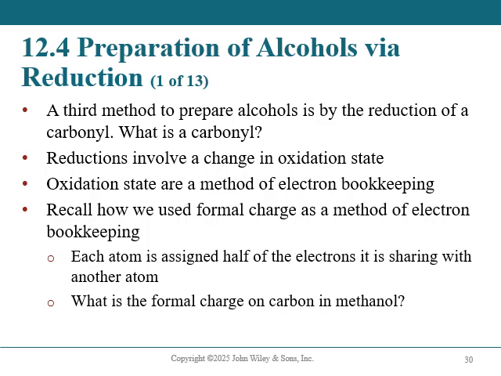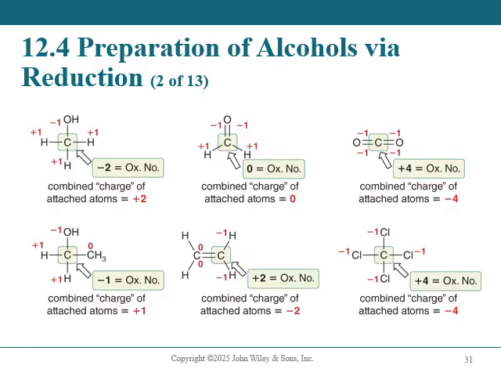Remember how we use formal charge as a method of electron bookkeeping? So it's very similar. Each atom is assigned half of the electrons it is sharing with another atom. Here, for instance, the oxidation number of carbon in methanol will be -2. Each hydrogen is assigned a +1. The OH, oxygen is -2, hydrogen is +1, so this entire group is going to be -1. The entire molecule is neutral, so for everything to be neutral, carbon must have an oxidation number of -2.